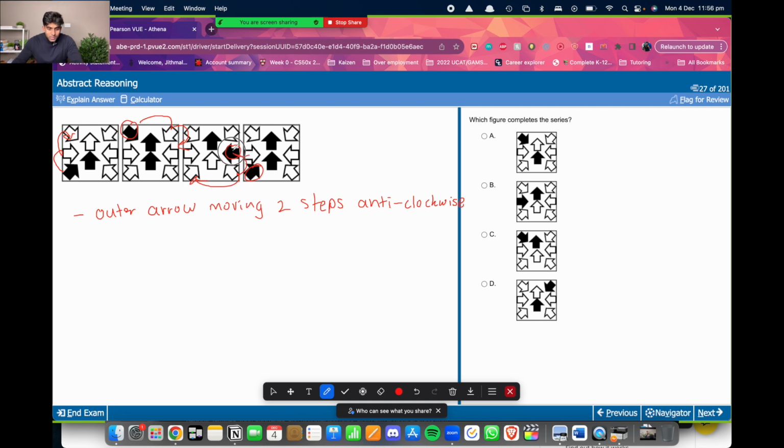So I'm assuming that the next one, 1, 2, should be in the top left. So it's not going to be B. It's not going to be D. Now I need to figure out what the pattern is in the middle. So the bottom is black. Top becomes black. Top becomes black. Both black. Okay. So it's alternating between the bottom only being black, then everything being black, then the top being black, then everything being black. And if it follows the same pattern, then it should be the arrow on the bottom being black. So it must be A.